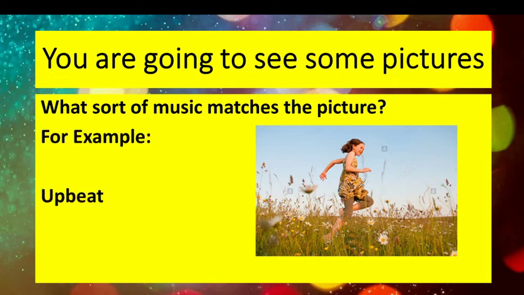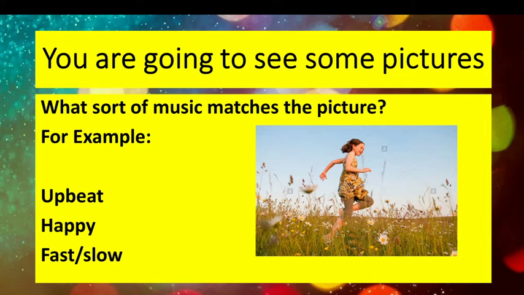For example, for this one, I imagine the music would be quite upbeat as the little girl looks quite happy. She looks like she's skipping through a field of flowers on a sunny summer's day. And I think it would be quite fast as well. So an upbeat, happy, fast song. So maybe we could have some acoustic guitar in there playing for this one.